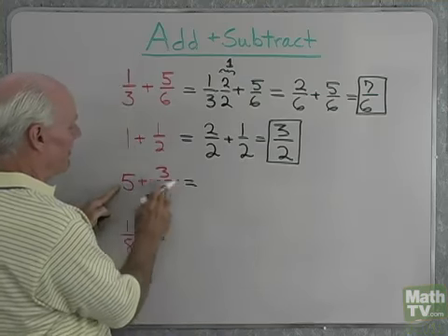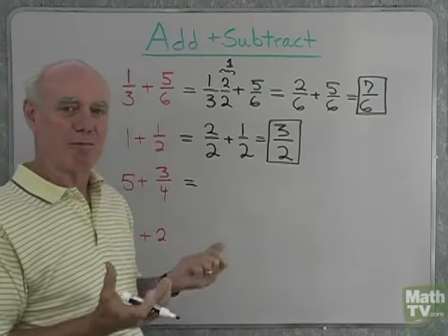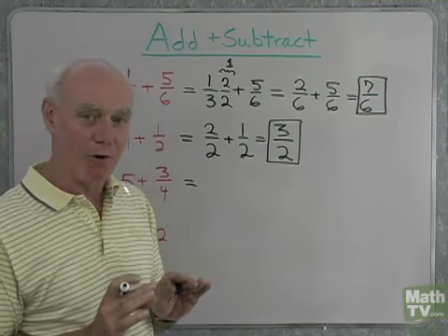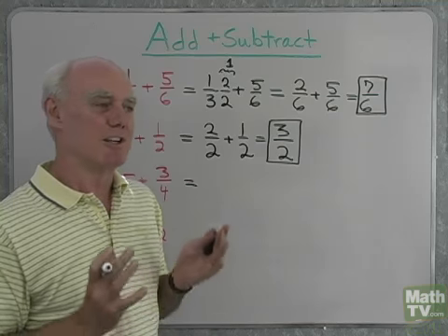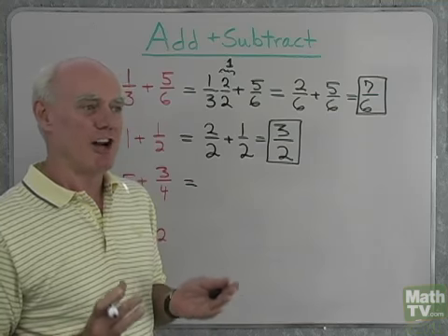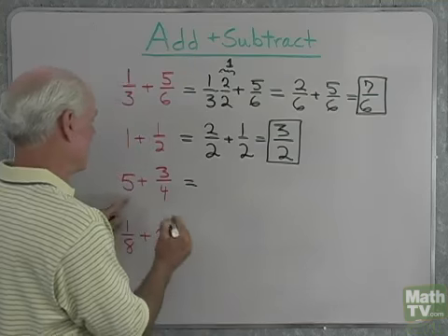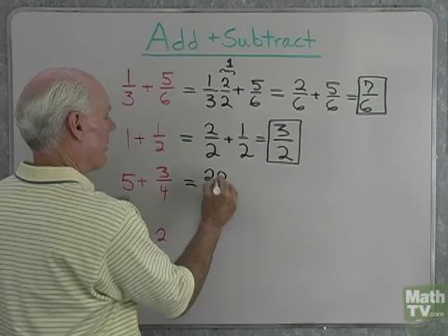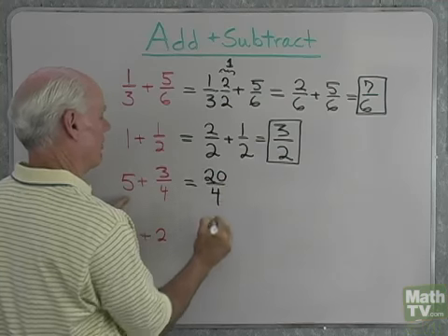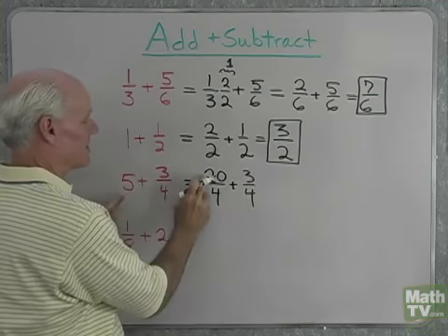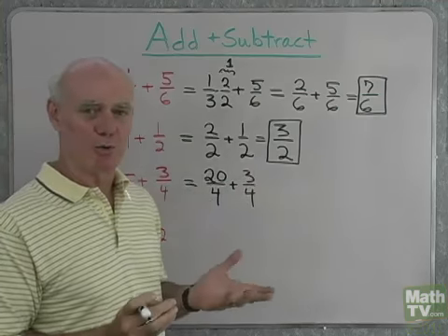Okay, how about 5 plus 3/4? Well, I want to write 5 as a fraction with a denominator 4. So what fraction has a denominator of 4 and a value of 5? Well, if you think about it for a little bit, you'll see, how about if I write 5 as 20 over 4 plus 3 over 4? Isn't 5 the same as 20 divided by 4, or 20/4?